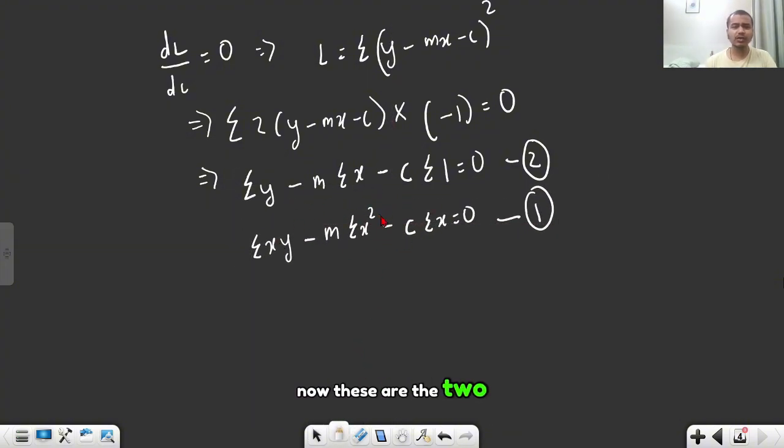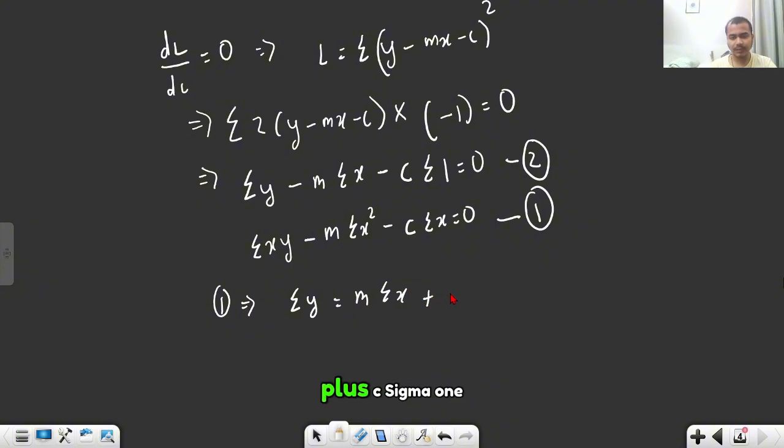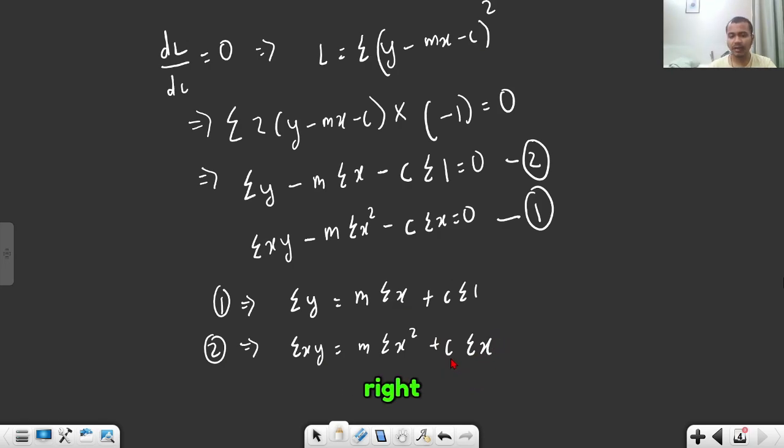Now these are the two equations which we have. Let's rearrange them a bit. So we have sigma y, 1 implies sigma y equal to, if we send these both to the other side, m sigma x plus c sigma 1, and second implies, if we send these both to the other side, sigma xy equal to m sigma x square plus c sigma x, right?